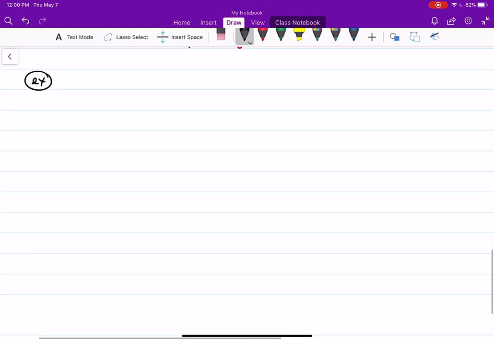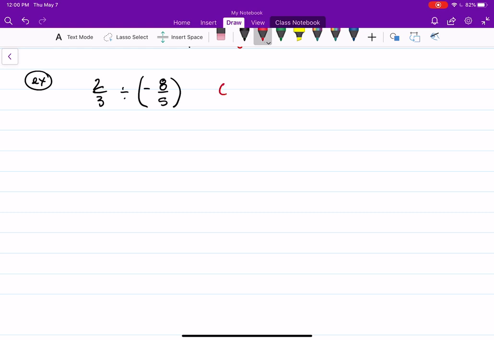So you might see something like this. Okay, you might see something that says, hey, it's 2/3 divided by a negative 8/5. Well, first thing we would do is this. To do division, especially with fractions, you're going to do something called copy, change, and flip.